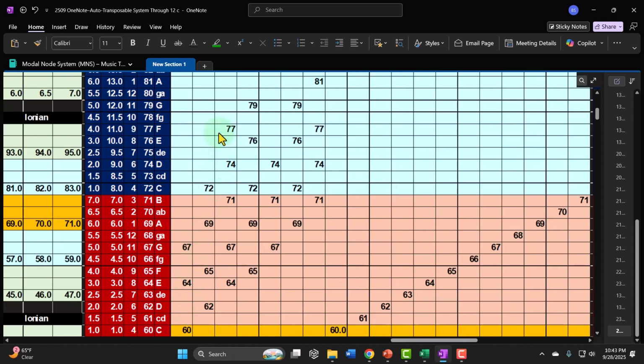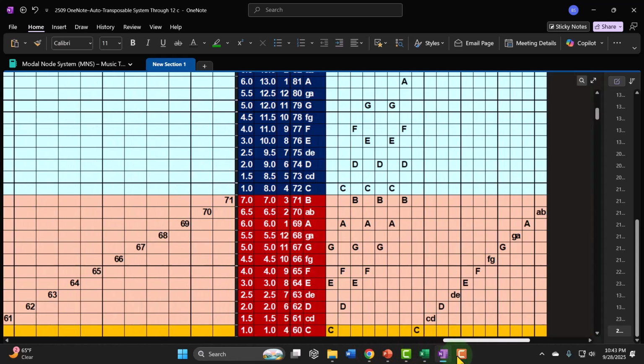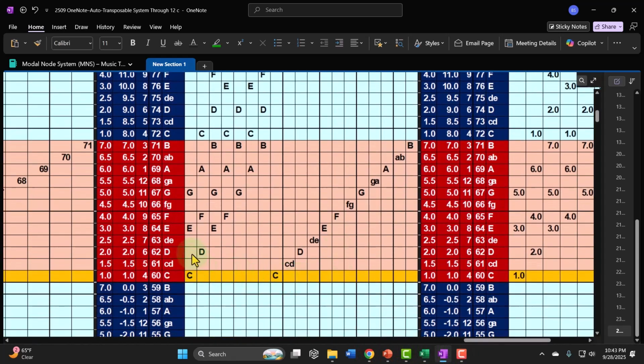And when it shifts over here, the whole thing would be shifting up from this perspective, have the same exact shape, because it would still be D Ionian. It would still be D Ionian, right? So this would shift up to here. Everything would be the same D Ionian.